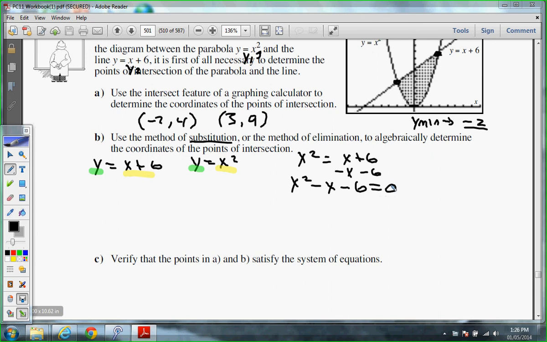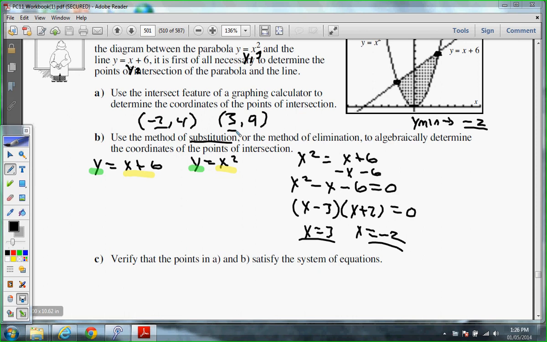Use our factoring skills from earlier in this course, and we get x minus 3, x plus 2. The zero property gives me that my answer for x is 3. My other answer for x is -2. And it's no coincidence that those are my x's here, -2 and 3.